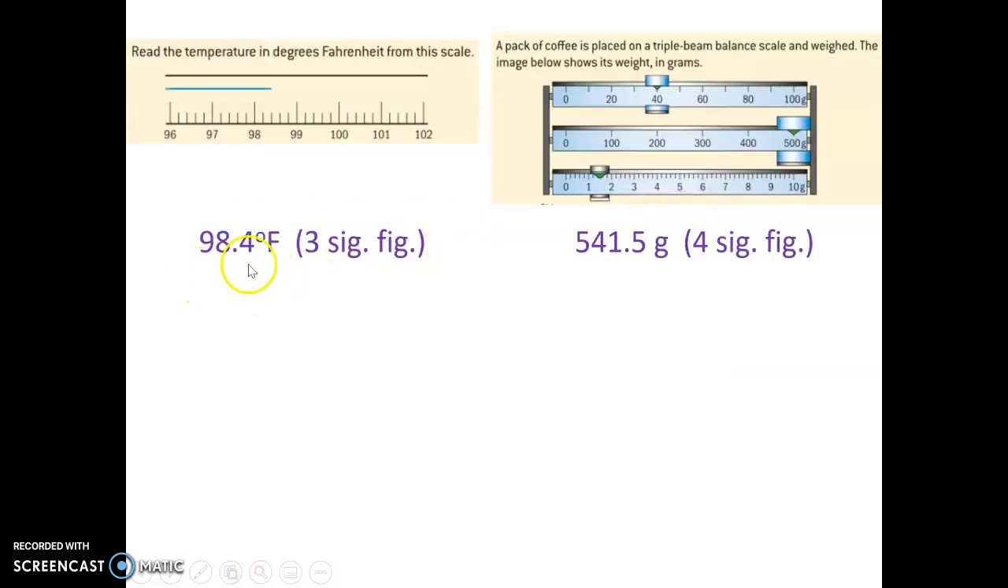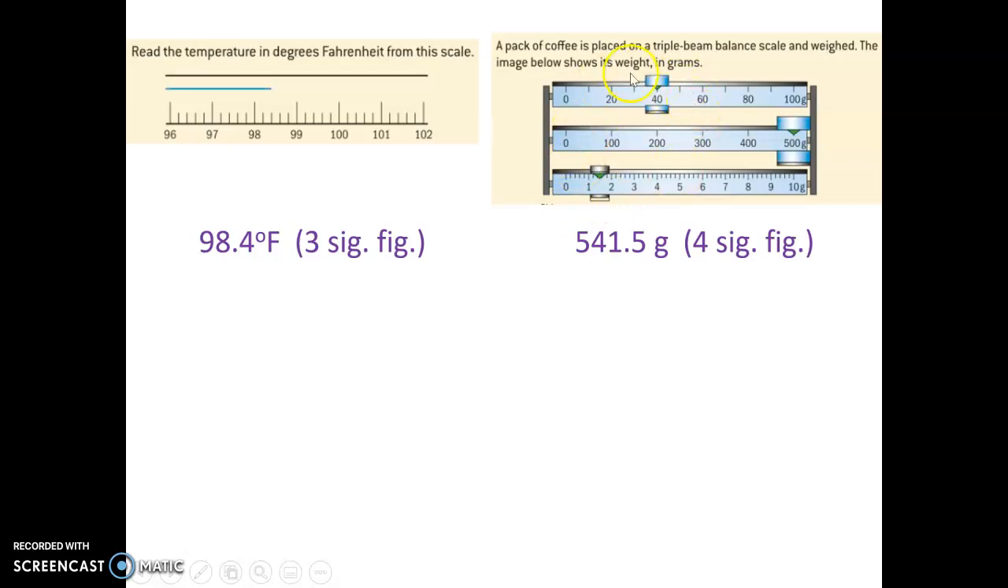So let's try. This one here, hopefully you saw 98. And if you notice here, there's 5 divisions here. So that means each one's 0.2, 0.2, 0.2. And we can see this goes to about 98.4 degrees. Oh, this was like a thermometer scale or temperature scale. So 98.4 degrees Fahrenheit, and that is in 3 significant figures.